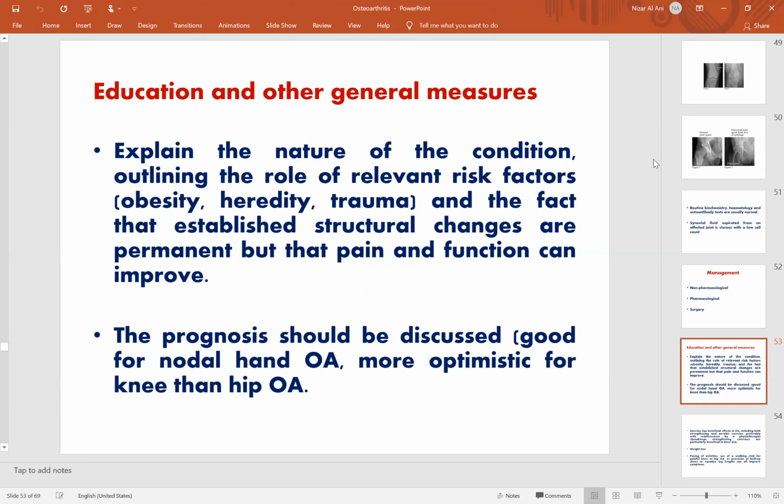We should explain to the patient the nature of the condition, the role of the relevant risk factors like obesity, heredity, and trauma, and the fact that established structural changes are permanent, but that pain and function can improve. This is an important point to be explained to the patient. The prognosis should be discussed. It is good for nodal hand OA as it does not affect the function, and more optimistic for knee than hip osteoarthritis.